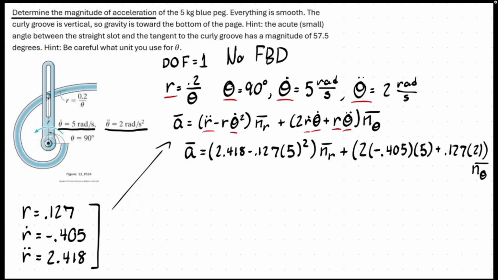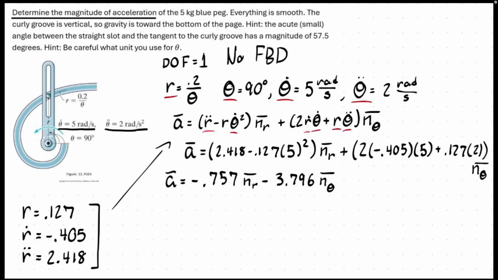And then solving for all these, I can put it in a calculator, I already did. These came out to be, let me pull it up, negative 0.757 in the radial direction, and then minus 3.796 in the transverse direction.